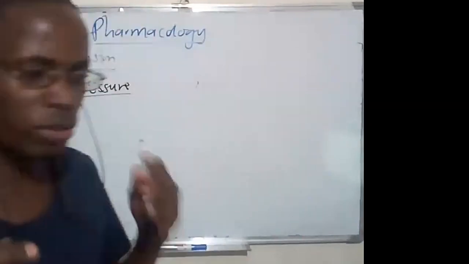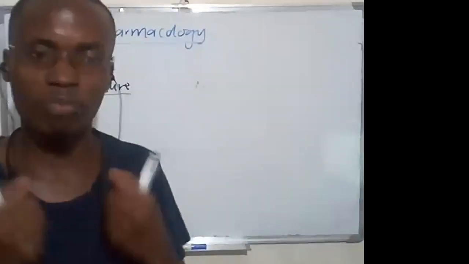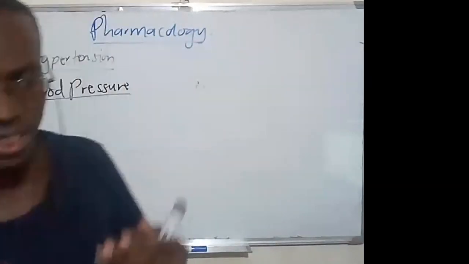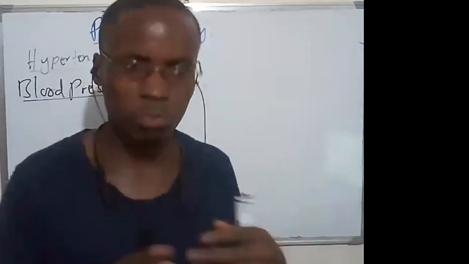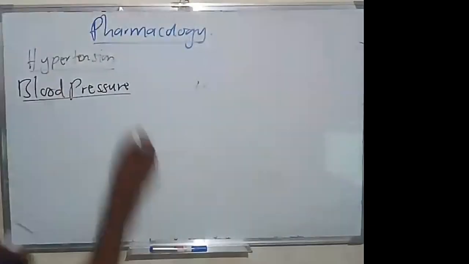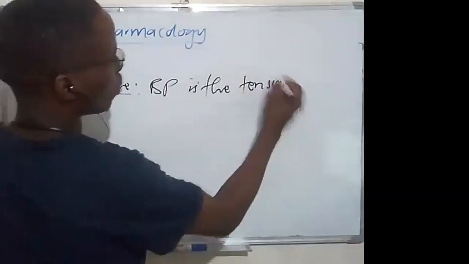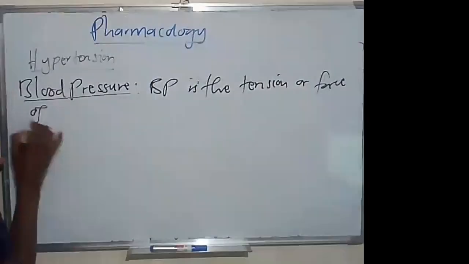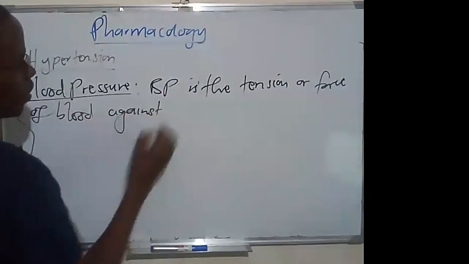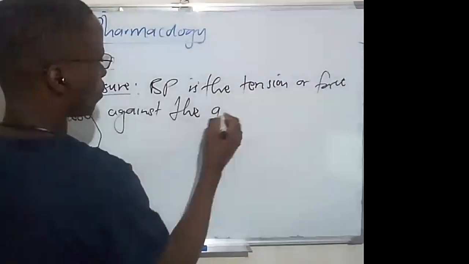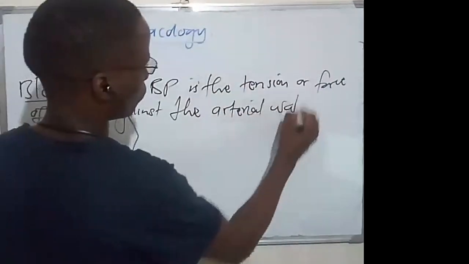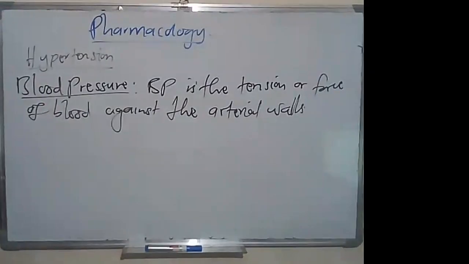Blood pressure can simply be defined as a force, or rather tension of blood against the arterial walls, or rather against the vascular walls. But mostly we concentrate on the arterioles, or rather on the arteries. So we're saying that blood pressure, BP, is the tension or force of blood against the arterial walls. I hope no one is being left behind. So blood pressure is the tension or force of blood against the what? The arterial walls.